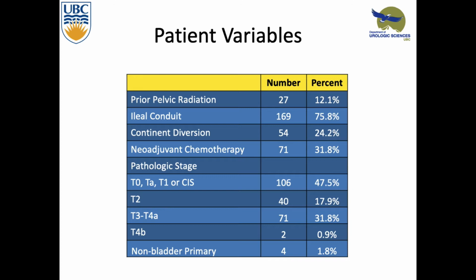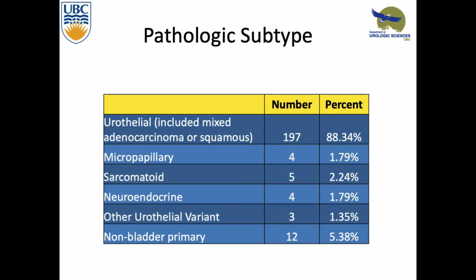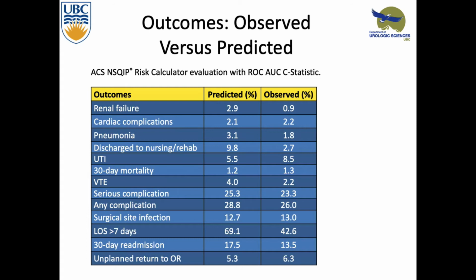31% got neoadjuvant chemo, and in terms of pathologic stage, I didn't include which patients had neoadjuvant chemo, but 47.5% were pathologic Ta, T0, T1, or CIS, 17.9% T2, and 31.8% T3 to T4a, and there's only a couple of T4bs. And there were a couple of non-bladder primaries. As you'd expect, most of our patients had urothelial carcinoma. We had a couple of micropapillary, sarcomatoid, neuroendocrine or other variants, and 12 patients who were non-bladder primary.